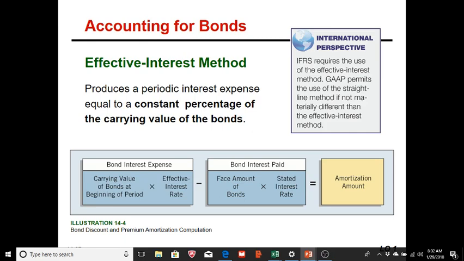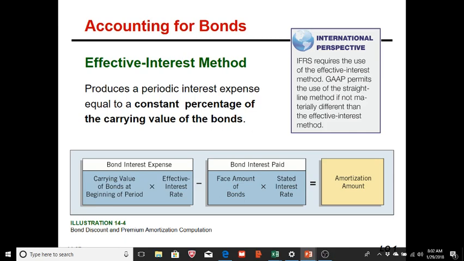What it does is it creates the periodic interest expense equal to the constant percentage of the carrying value of the bonds. So that's a whole lot of words to make something seem much more complicated than it is. Your effective interest rate is the rate at the time the bonds were issued, not the stated rate, but what the market rate was.